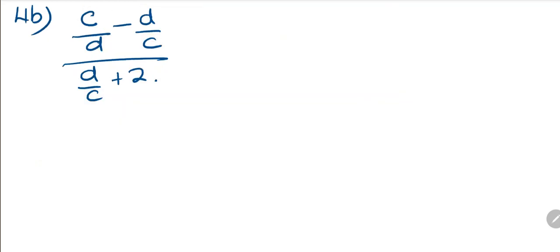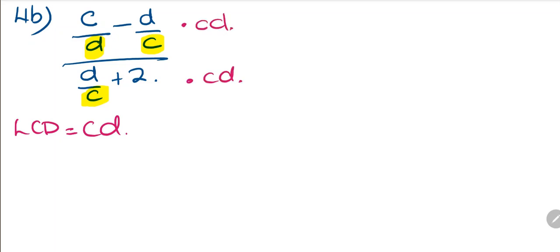Okay, so the next question, if we look at our denominators, we have a d, a c, and a c. So our lowest common denominator is going to be CD. So we're going to multiply our top and our bottom by CD. And remembering that's all the terms.